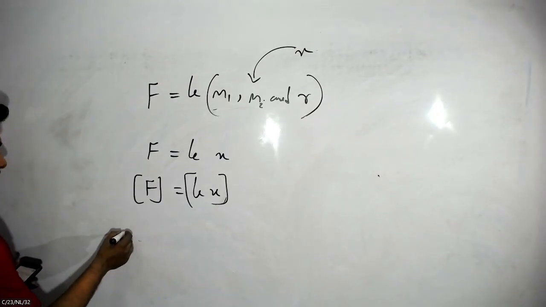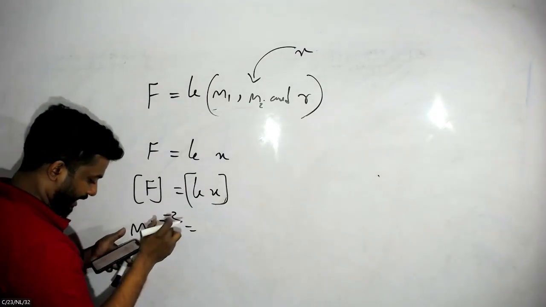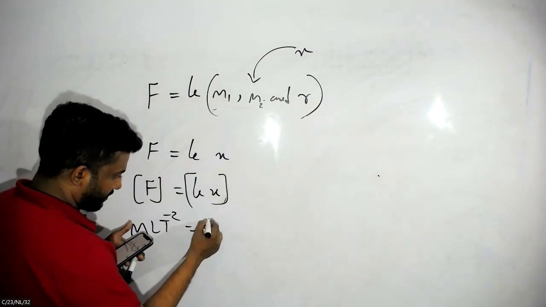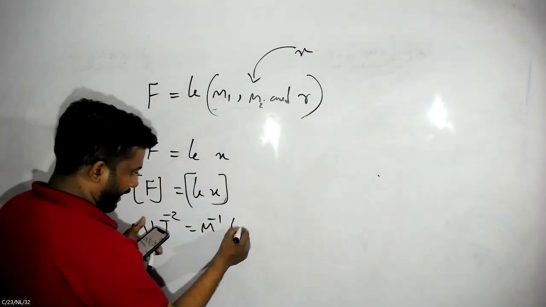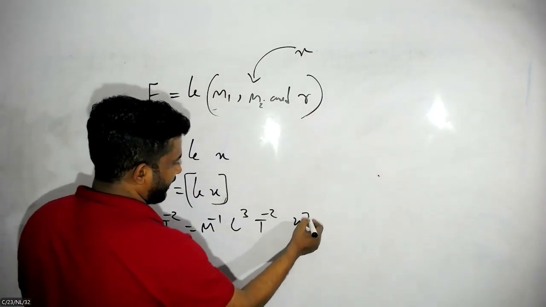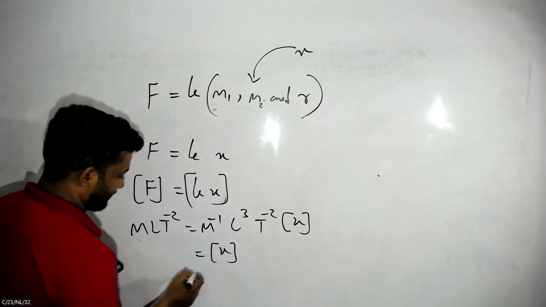Dimensions of force, you know, MLT minus 2. Dimensions of K, they have given M to the power minus 1, L to the power 3 and T to the power minus 2. Then you can find dimensions of X. Let's see the dimension of X.